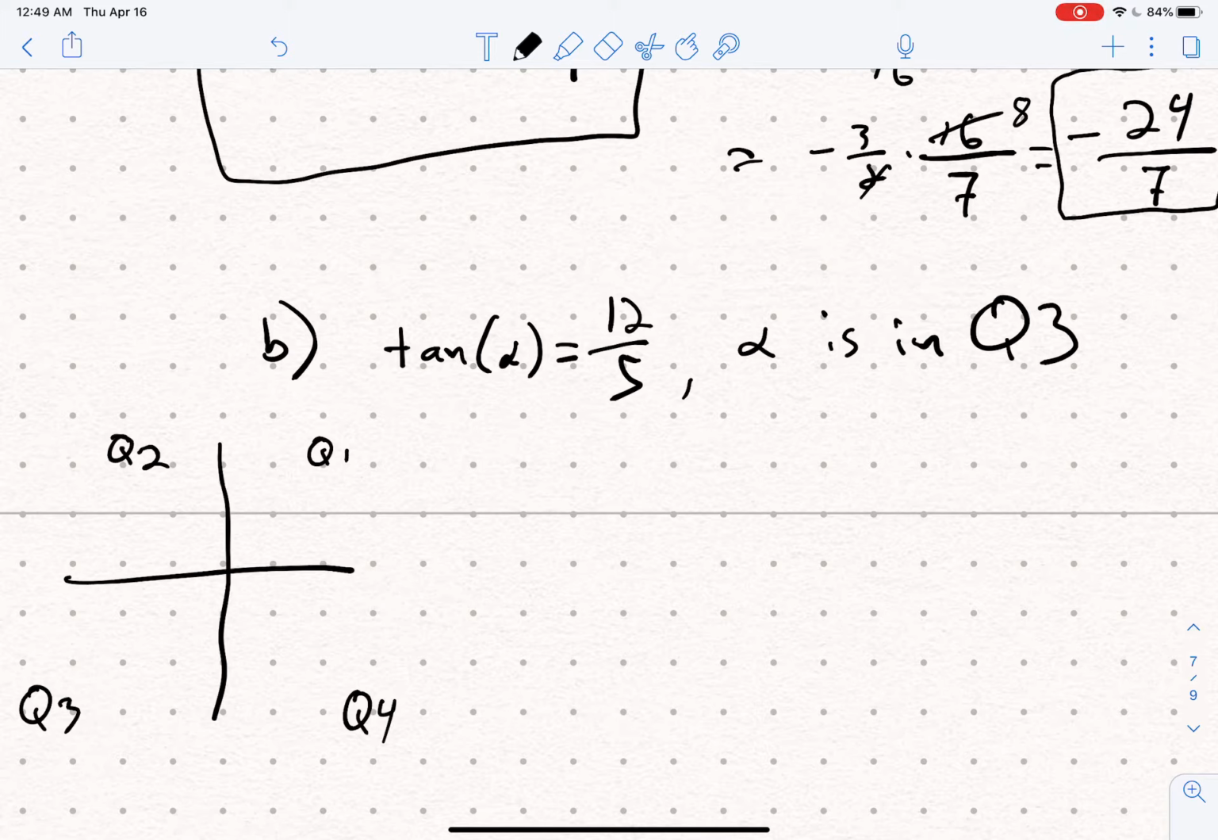In quadrant 3, both the x and the y are negative over here. That means that the x, like cosine, is negative, the y, like sine, is negative. Cosine and sine are both negative, but tangent is positive. So for alpha, we have that cosine is negative, sine is negative, but tangent is positive. Okay. And you'll see that the tangent that is given to us, tangent of alpha, is 12 over 5. So that matches our expectation here. Great. Let's go ahead and calculate.